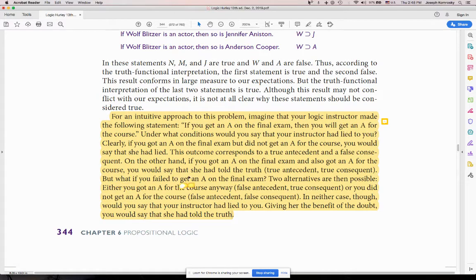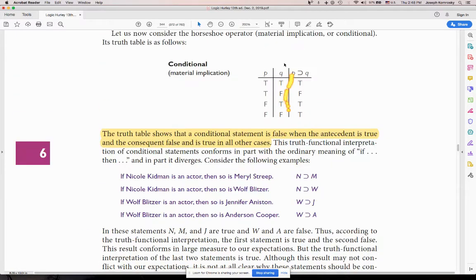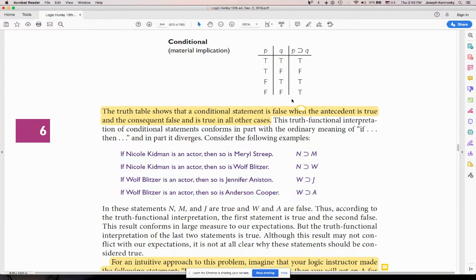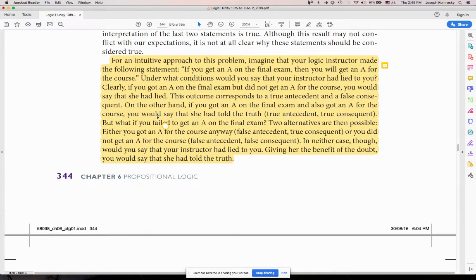But what if you failed to get an A on the final exam? What if the first part, the antecedent, was just false? Well, it turns out you could still get an A in the class. Let's say you were wicked smart. Everything you did in law, you just aced it, right? But you bailed on the final exam. So this part was false, but you still got an A in the class. Well, the whole thing's still true, because you wouldn't say I lied to you.